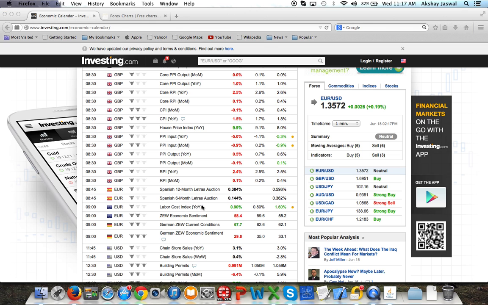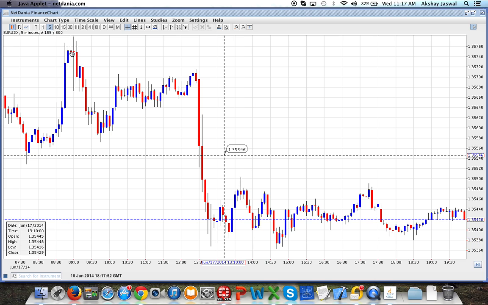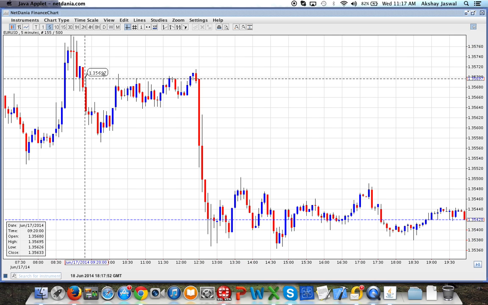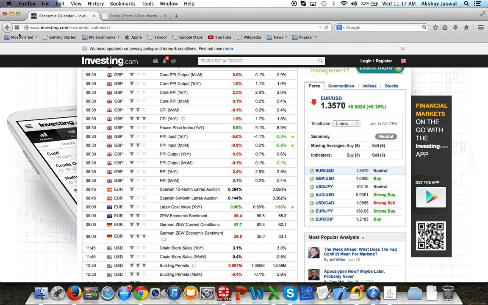If it would have been US dollar and the actual value would have been in red, this chart would have gone up. Why? Because it's euro over US dollars. That's why. Okay. I hope this is making sense.